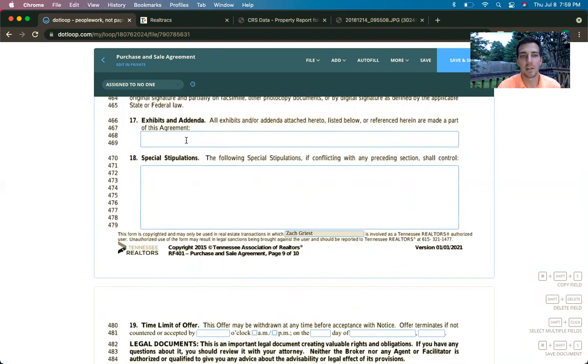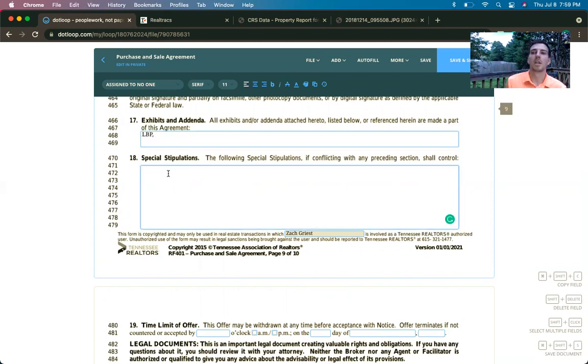So any addenda here? So earlier when it asked for lead-based paint, that's a common one. You can add that here. Any other addenda that you want to attach, you would talk about it here so that way people know to look for it and it's part of the contract if you add it here.